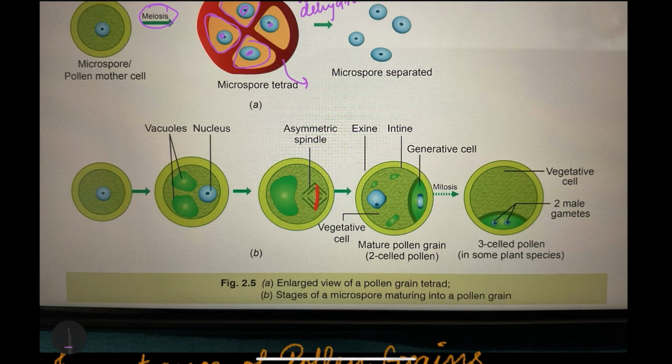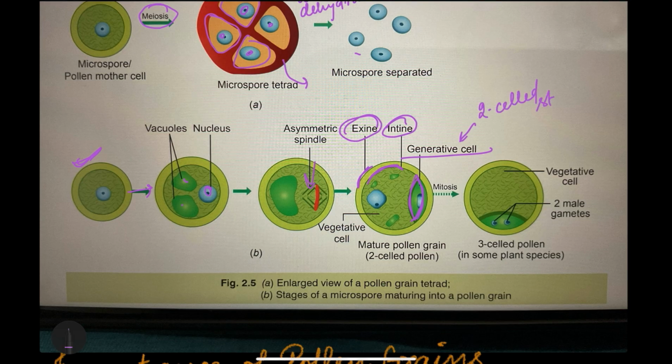Okay, now when we see a single microspore, this is a single microspore. Then it underwent growth and development, so it formed two vacuoles and a nucleus. Then it again underwent maturity, it forms an asymmetric spindle. Then it forms the two walls, exine and intine. This is the outer exine, this is the intine, and a small spindle shaped, I told you, spindle shaped generative cell occurs. This is the two cell stage.